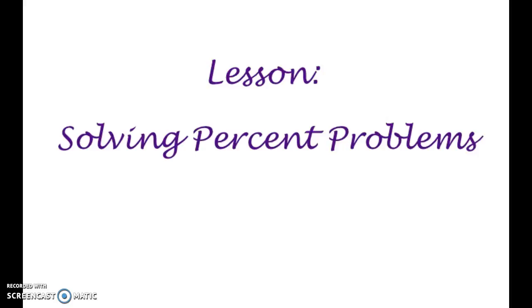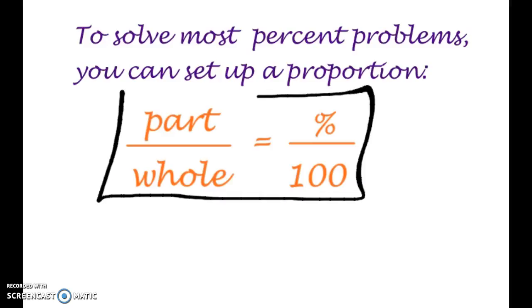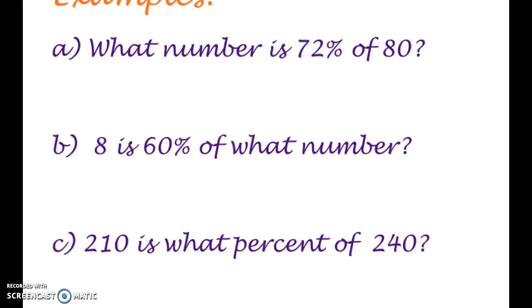All right, today we're going to look at solving percent problems of a variety of kinds. To solve most percent problems, you can set up a proportion in this format: part over whole equals percent over 100. You might want to write this down, and this would be something pretty good to memorize because it comes up a lot. So we'll look at three different example problems.